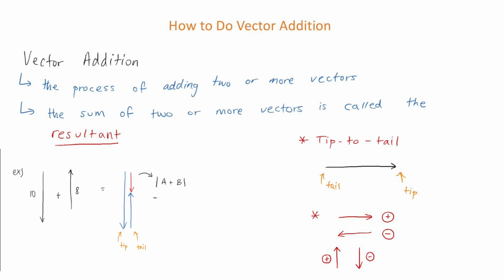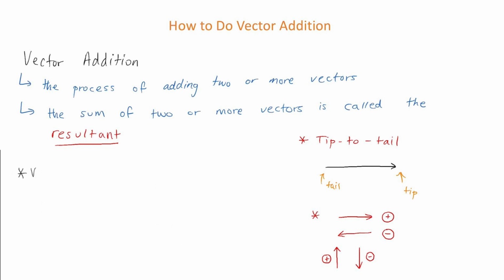In order to find the magnitude, we need to add -10 plus 8. We use -10 to represent the first vector because it's directed down, and we use +8 to represent the second vector because it's directed up. Then when we do the math, we can see that the magnitude of the resultant is 2 units. So when you're finding the magnitude of the resultant, be aware of the direction of the vectors.